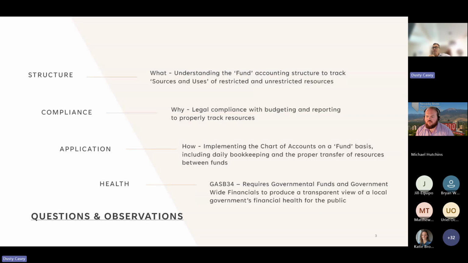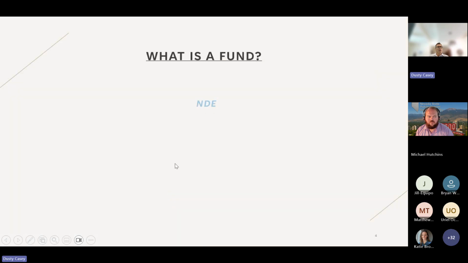A lot of what we do is rooted in GASB, the Governmental Accounting Standards Board. And it requires governmental funds and government-wide financials to really create a complete picture of the financial status of local governments. And we're all considered local governments. As public charter schools governed by your own boards, you're considered local governments for the purpose of these regulations. So that's really going to set up the training, the things we are going to cover.